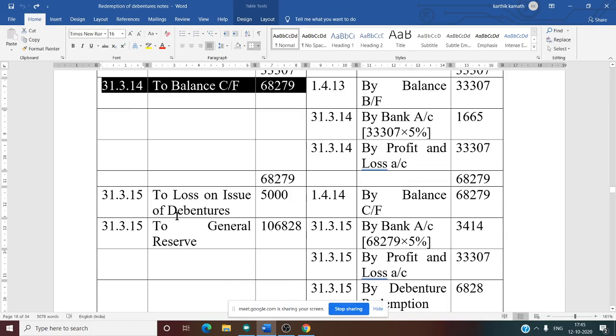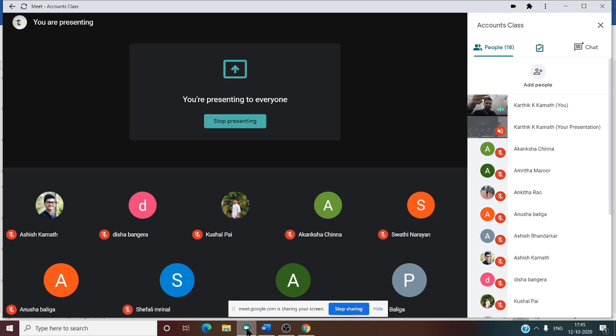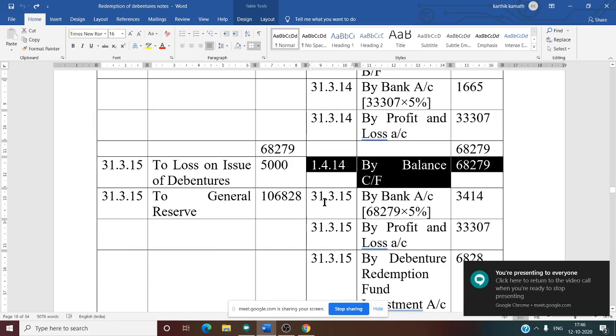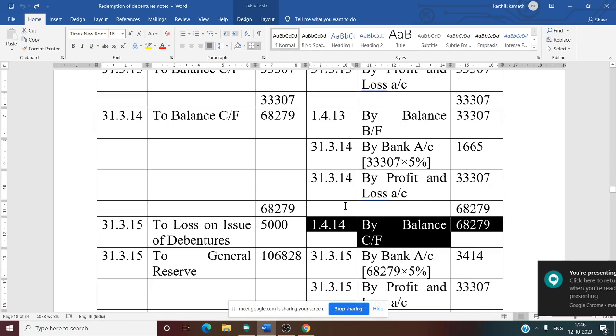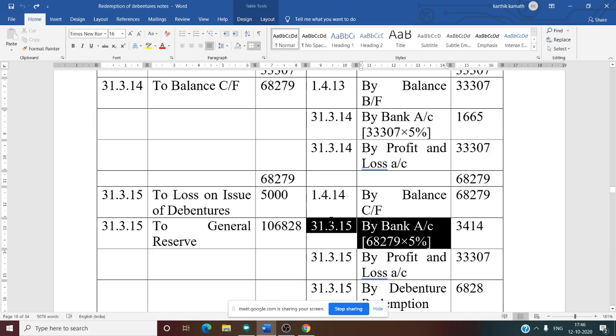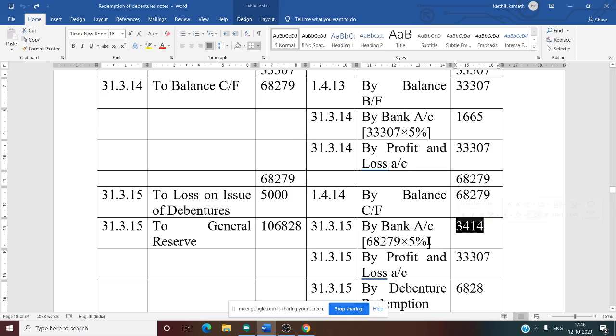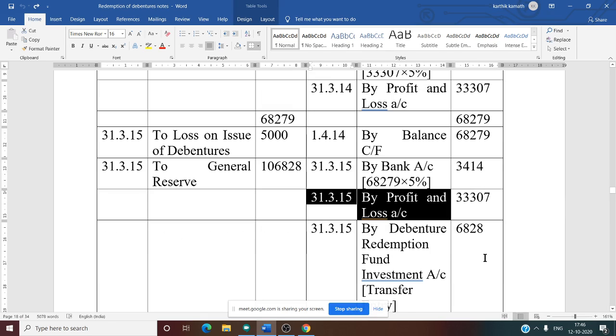Now the final year, because we are calculating only for 3 years. That is why now for the third year we need to do. Third year opening balance is closing balance of the previous year, 68,279. Calculate interest on the opening balance of that year, 68,279 into 5%. By bank account 3414. Then by profit and loss account 33,307. That is common for every year.